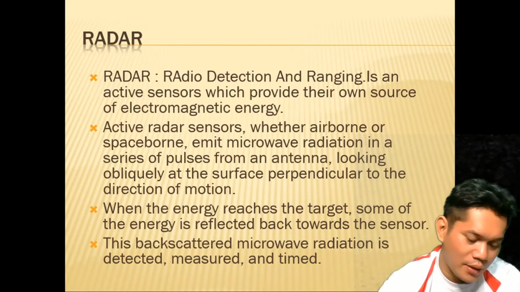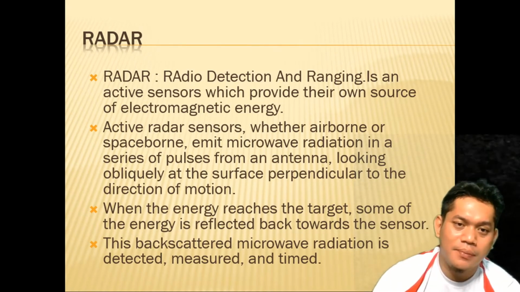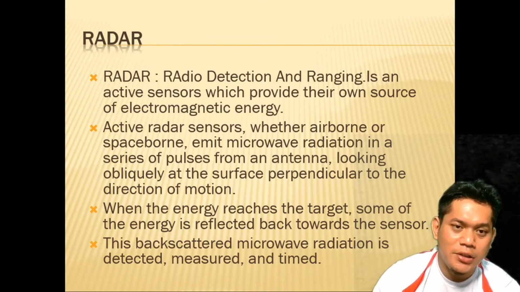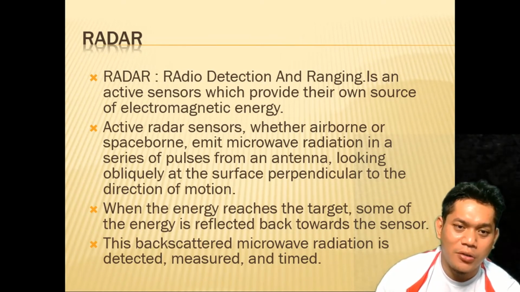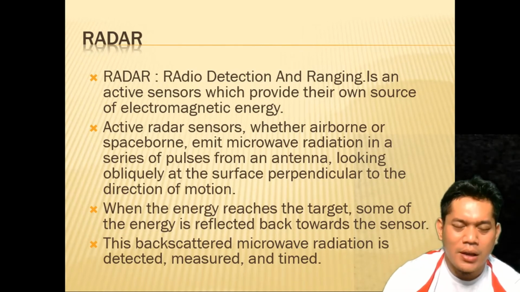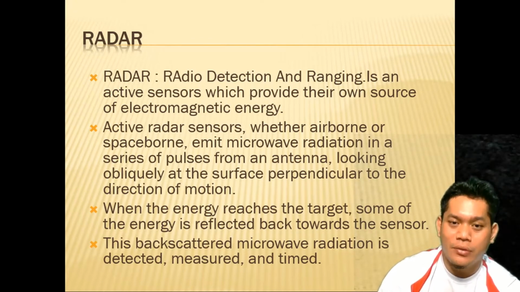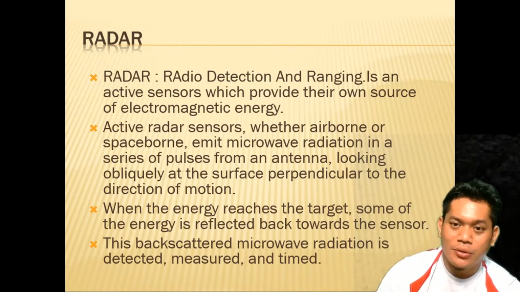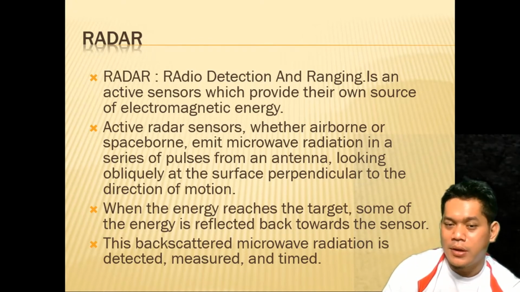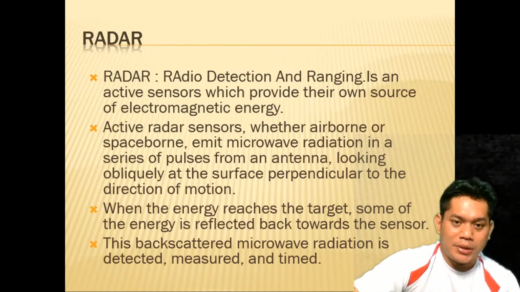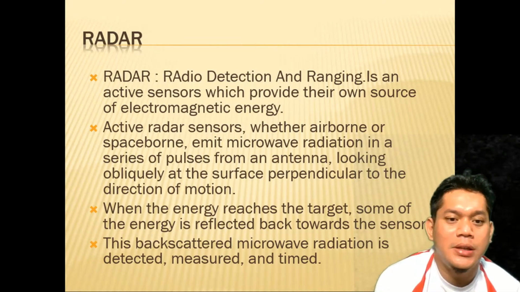Okay, and another one will be radar. Radar came from the words radio detection and ranging. It is an active sensor which provides its own source of electromagnetic energy. And for the active radar sensor, whether airborne or spaceborne, we have two, either satellites or you can put it on the aeroplane. It emits microwave radiation in a series of pulses from an antenna looking obliquely on the surface.